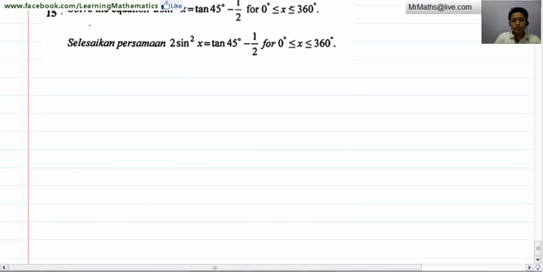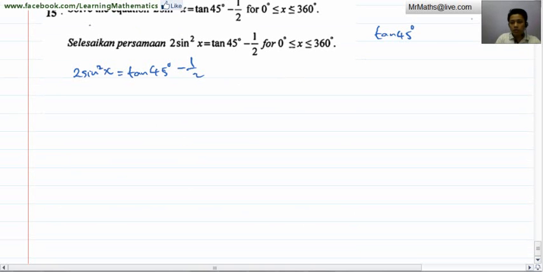Solve the equation 2 sin squared x is equal to tangent 45 degree minus 1/2. Okay, 2 sin squared x is equal to tangent 45 degree minus 1/2. What's the value of tangent 45?